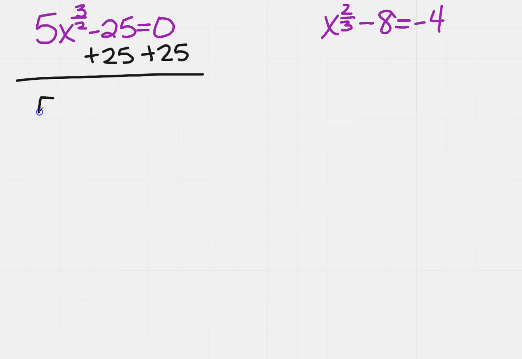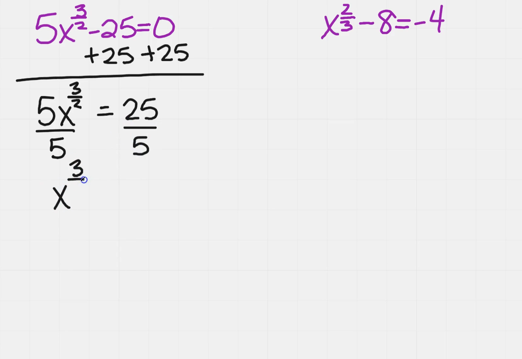So when I do that, I'm going to get 5x to the 3 halves equals 25. Now, if we want to get that x to just be an x, what would we have to do? Well, first we've got to get x by itself, right? So we're going to divide both sides by 5. And now I've got x all by itself and I've got my number on the right.